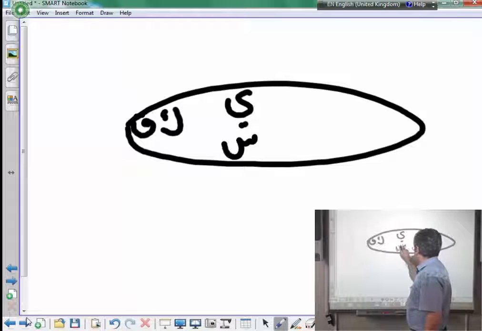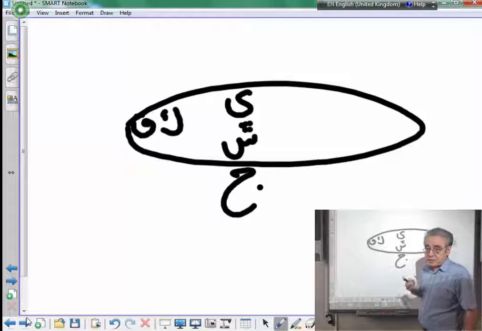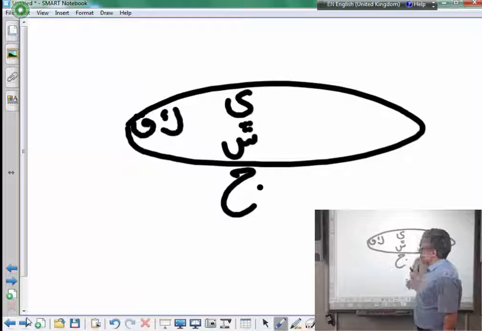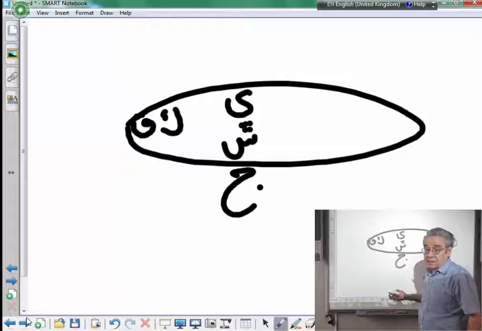Then you have sheen, and we have jim. So these letters are pronounced easily. The tongue will touch the opposite point on the palate of our mouth. So it is ya, which will be touched somewhere. Let us practice with sheen, ya, sheen, jim.